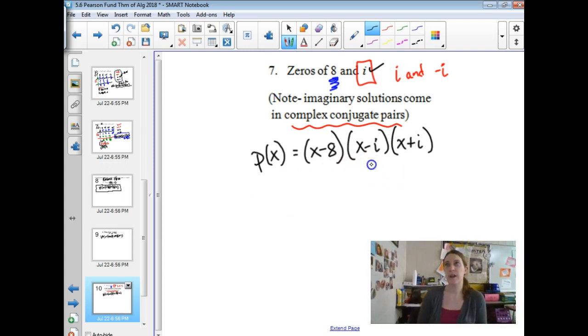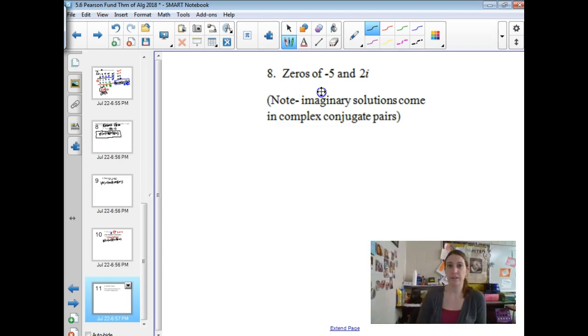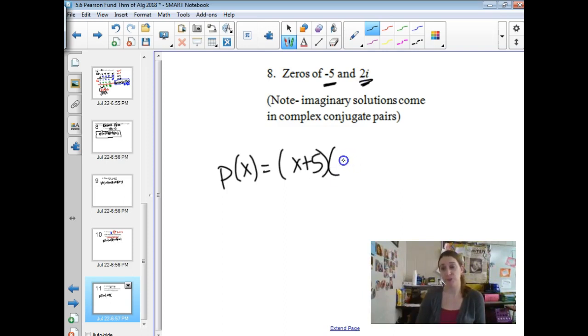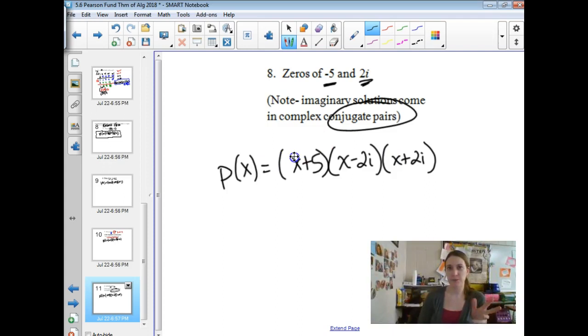So for us in Algebra 2, I would like you to leave your answer like this. When you move on in life to pre-calc, you'll see something a little more complicated. Alright, same thing here. The -5 is not going to give us any trouble. It's just x plus 5 for a factor. But when I tell you you have a solution of 2i, that means x minus 2i, I need the conjugate pair. So the conjugate to x minus 2i would be x plus 2i. So there's some hidden solutions and roots when they pull up conjugates that you have to be aware of.